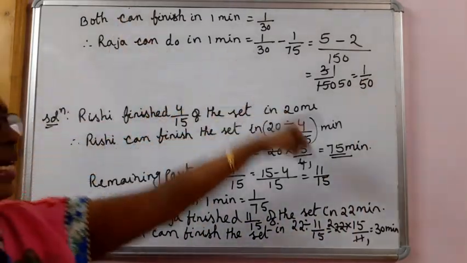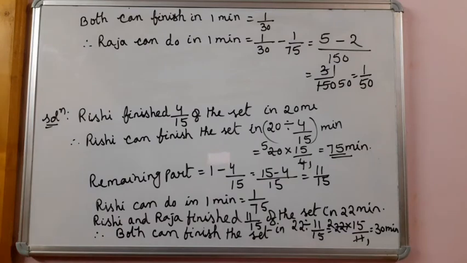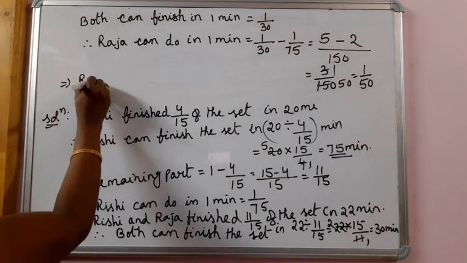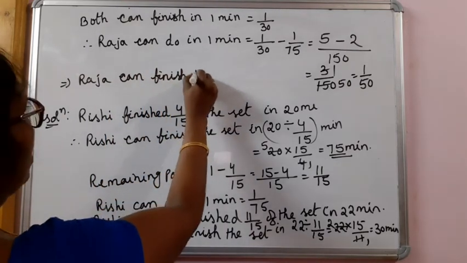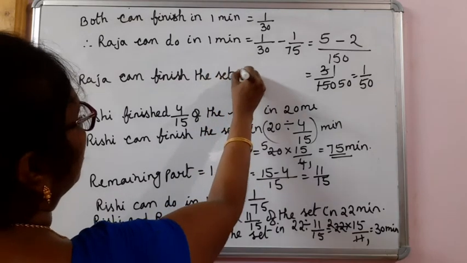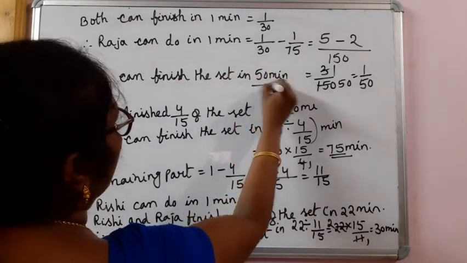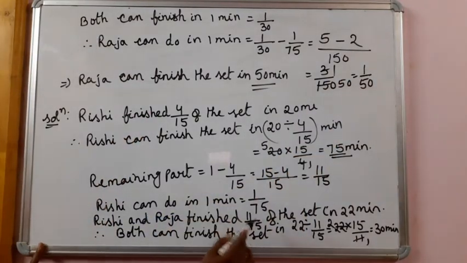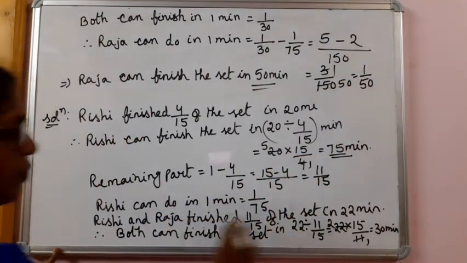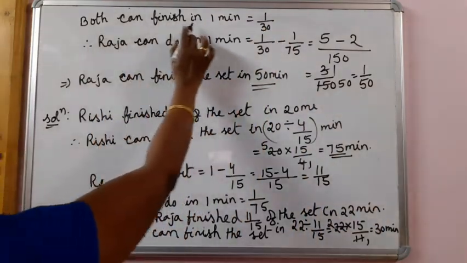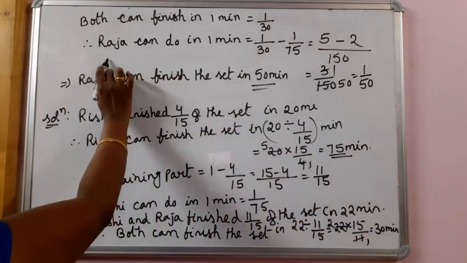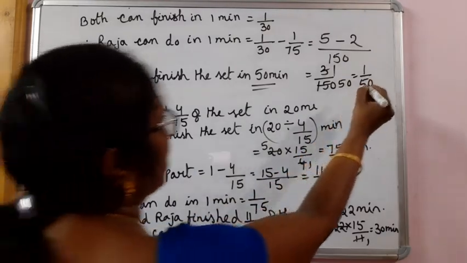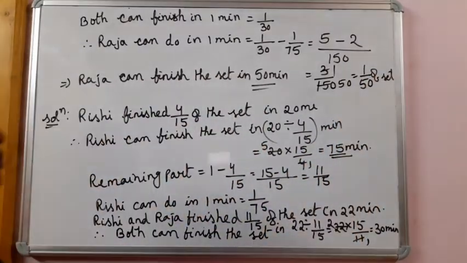Raza can do in 1 minute 1 by 50 of the set, which implies Raza can finish the set in 50 minutes. That is the reciprocal of this. How did we get here? For Rishi, 1 by 75. For both, 1 by 30: both can finish in 1 minute 1 by 30 of the set, meaning both can finish the set in 30 minutes. Same way, Raza can do in 1 minute 1 by 50 of the set, meaning Raza can finish the set in 50 minutes. Okay?